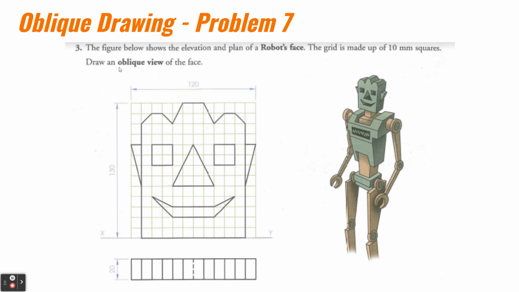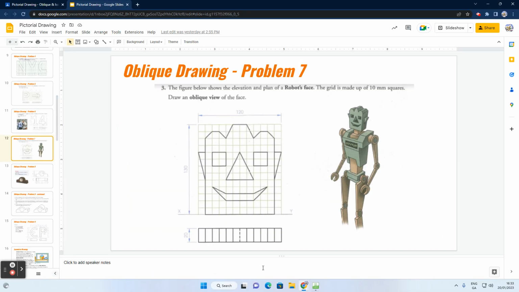But what we want to do is draw an oblique view. Now in oblique, what that means is you draw the front face of the object and you use the width from the plan, which is 20 millimeters, to project the object back at an angle of 45 degrees. So that's what we're going to do in this question.